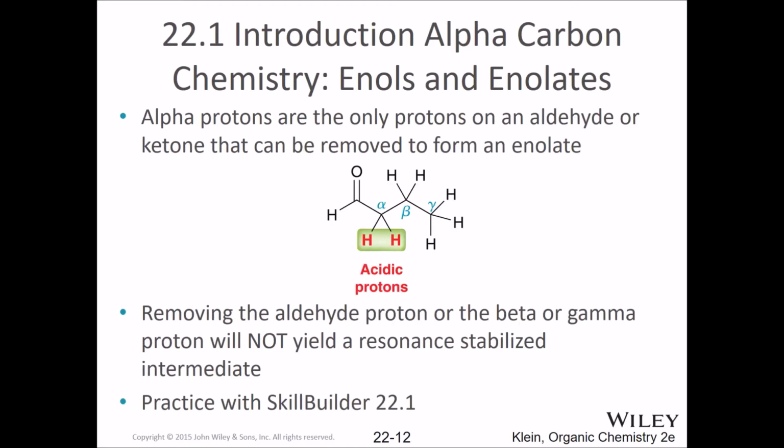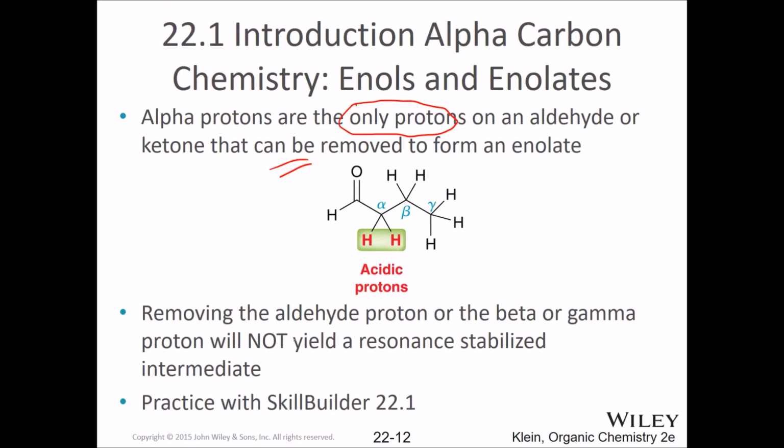All right? Now, let's probe what's going on here even a little bit more. Alpha protons are the only protons of an aldehyde or ketone that can be removed. Let me say this again, they're the only protons on an aldehyde or ketone that can be removed to form an enolate. Why? Well, draw the structure. If that's not obvious to you, please, I beg of you, pause the video, draw the structure, prove it to yourself, because it's a big deal here.